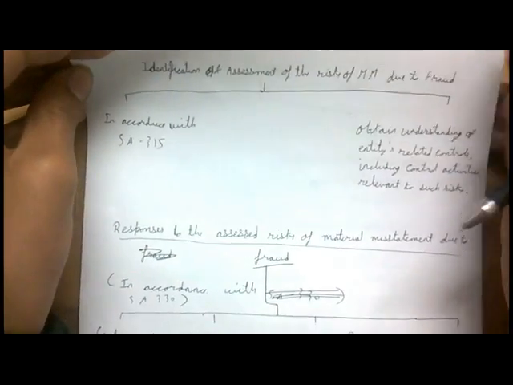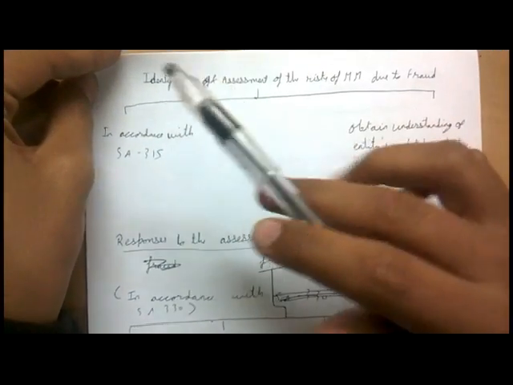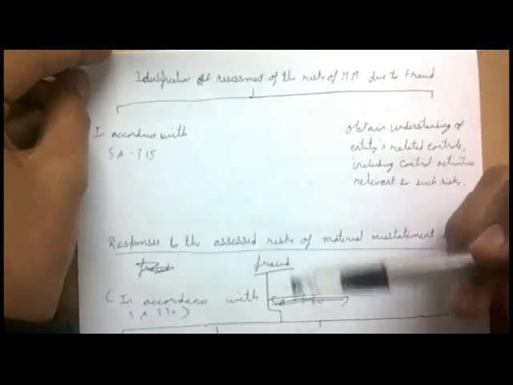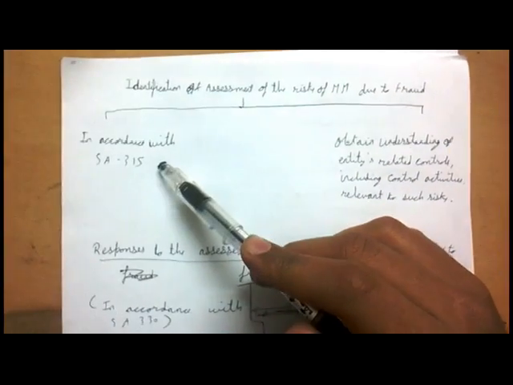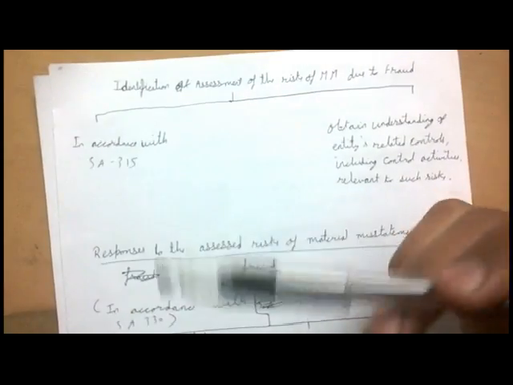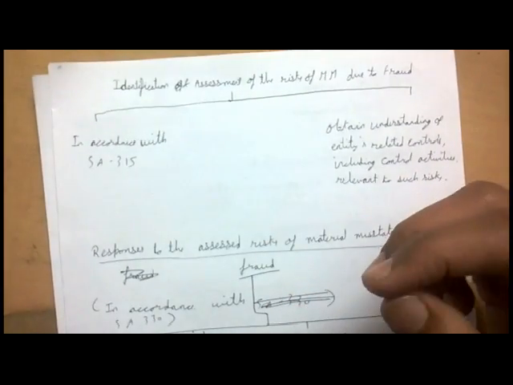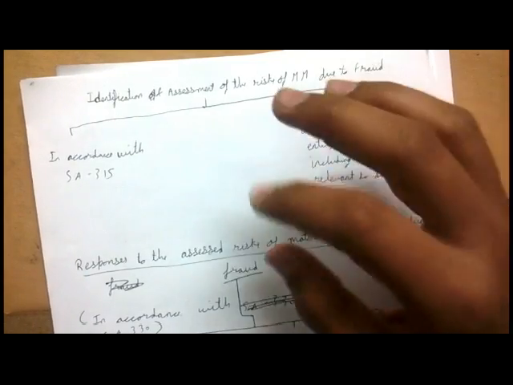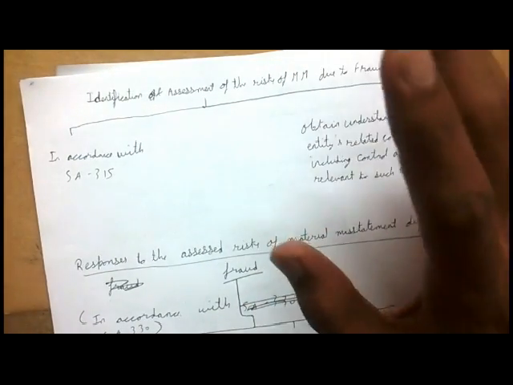Now we have identification and assessment of risk of material misstatement due to fraud. There's a separate standard in auditing with the same name on how you are going to identify and assess the risk of material misstatement. This is going to be in accordance with SA 315. I've already made a video on the same. When you go through that video, you will find that the objective is to identify and assess the risk of material misstatement, that is, if there is a material misstatement, how you are assessing the risk of it.